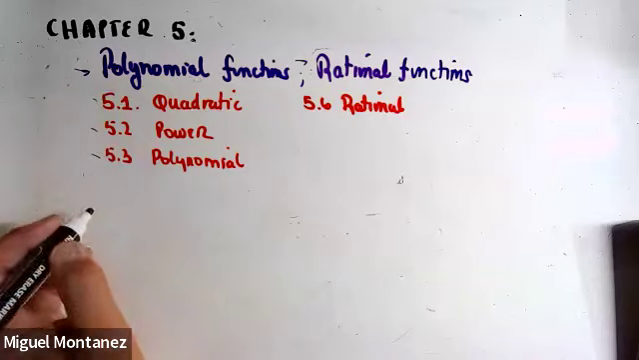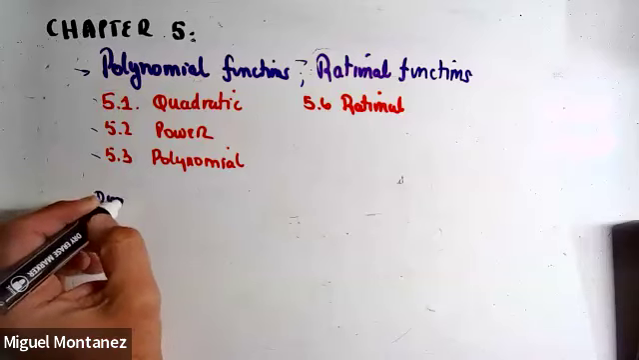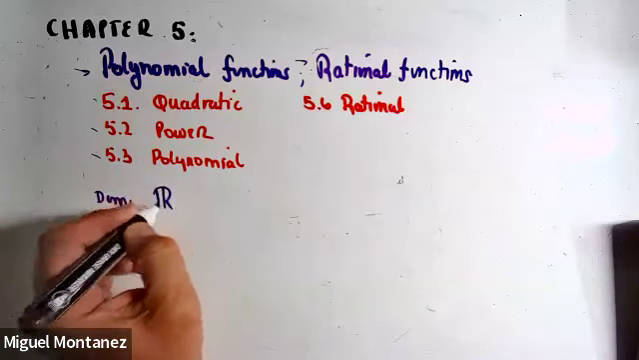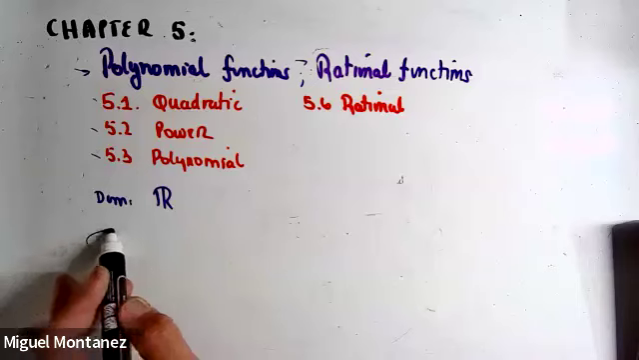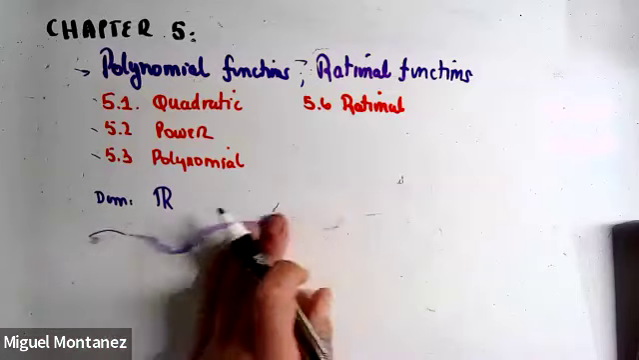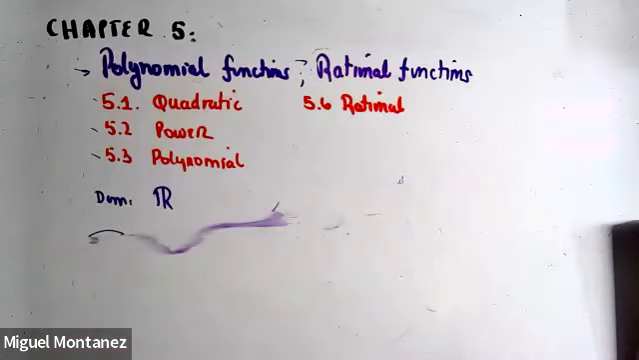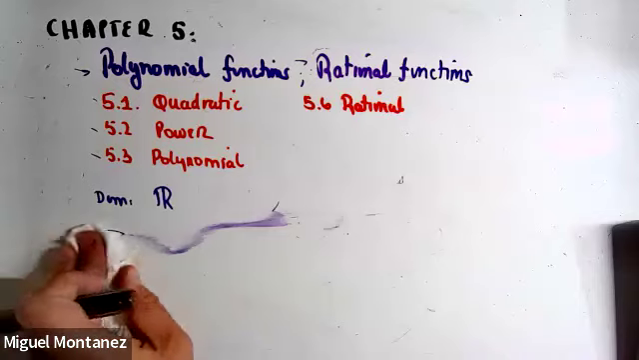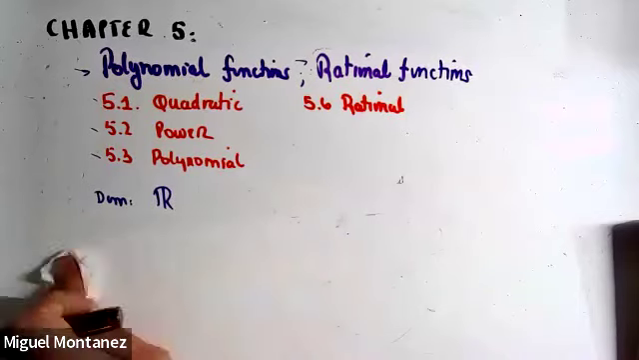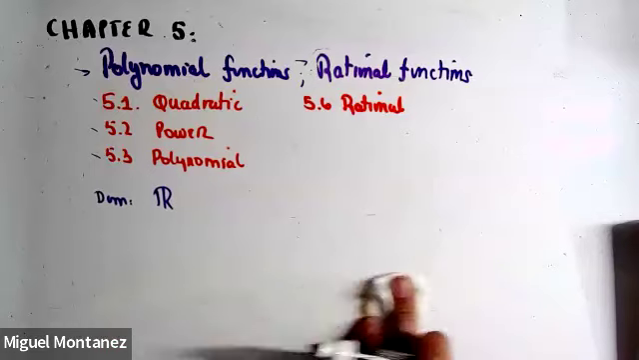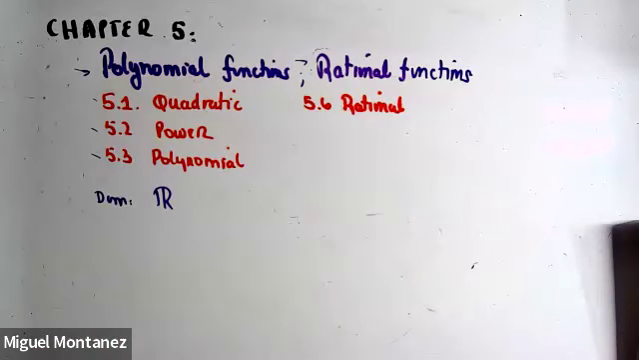If you recall, for a polynomial function, the domain is all real numbers. Therefore, the graph will be a very smooth, continuous curve. There will be no interruption because the domain is all real numbers. So it's defined for every single number in the real line.